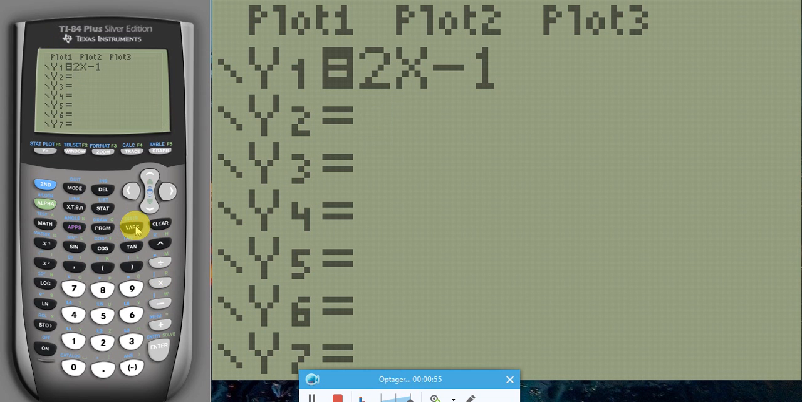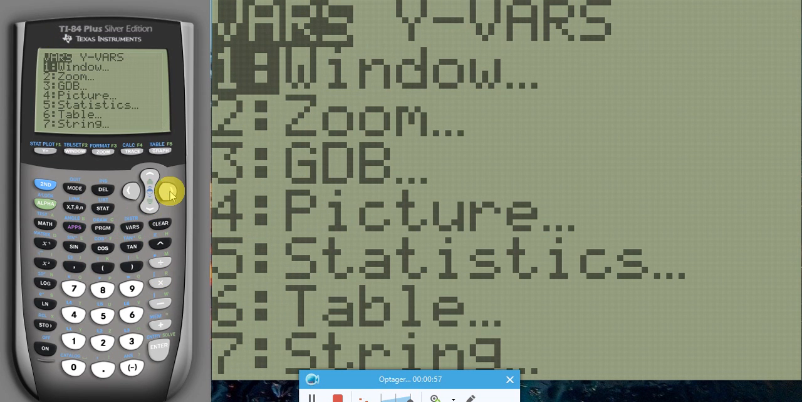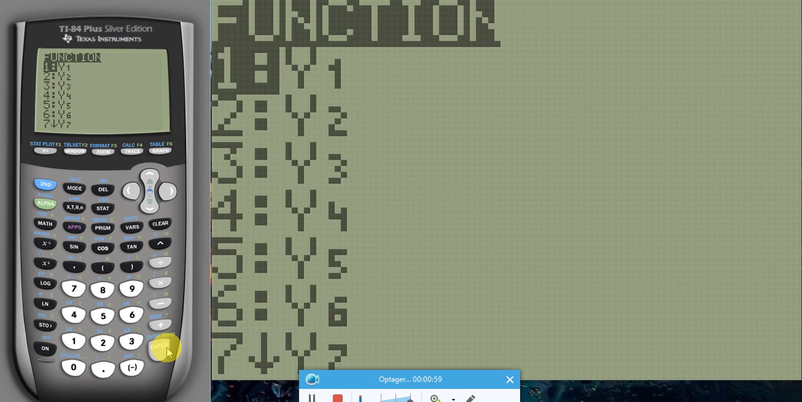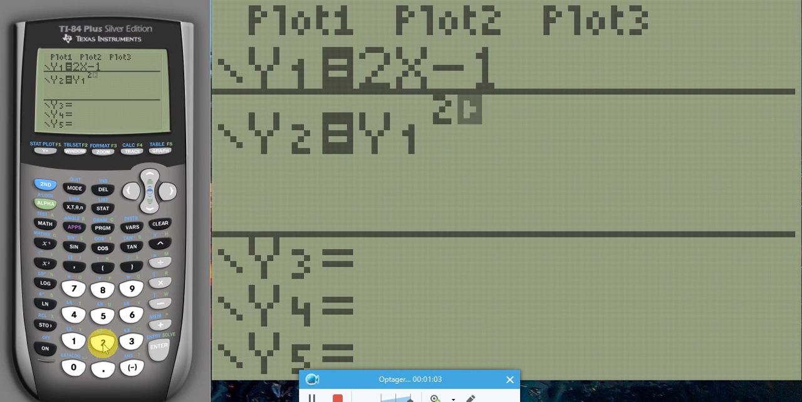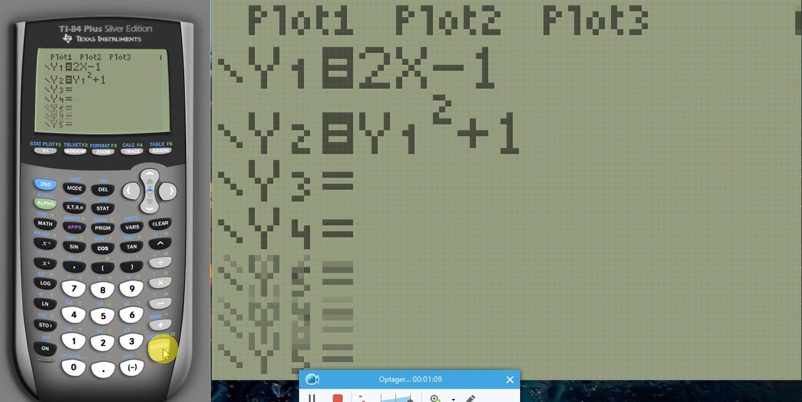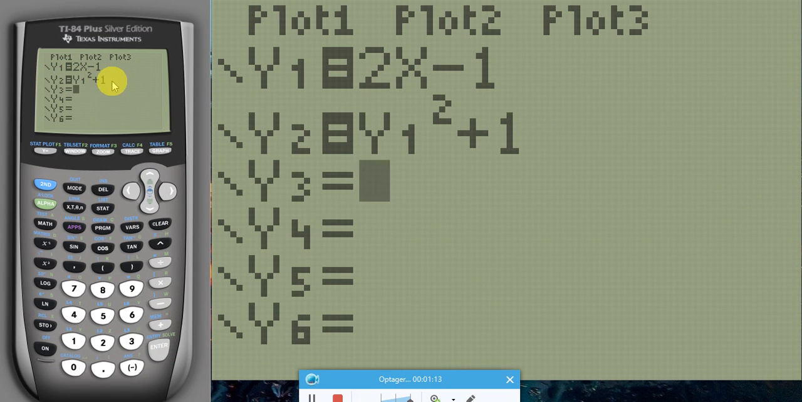So I'll enter the y variable, y1, squared, and I'll add 1. So if I graph this, the y2 will be the composite function of the two.